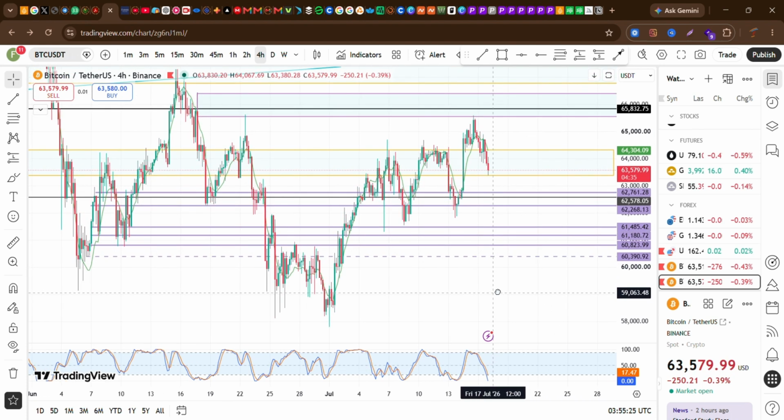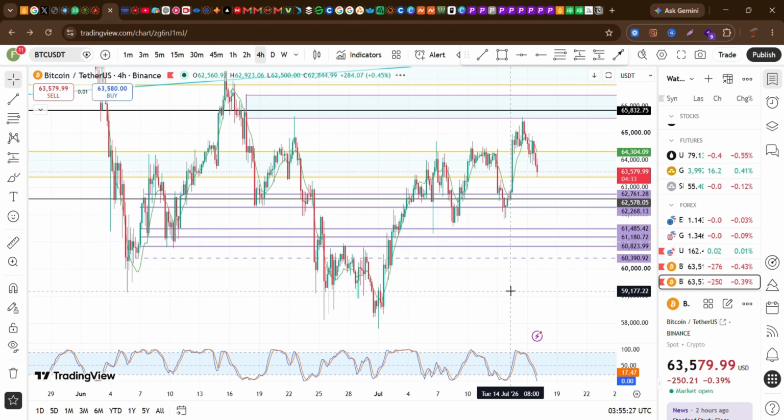So this is the 4 hours. I think here we have a better view. So you can see these purple lines. Now earlier on I told you guys that I use these purple lines to indicate support and resistance zones that I can't use the rectangle to draw.